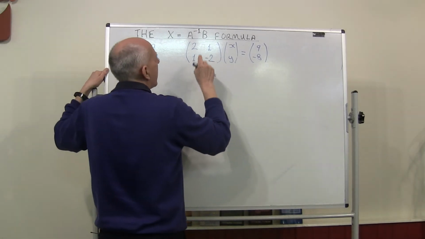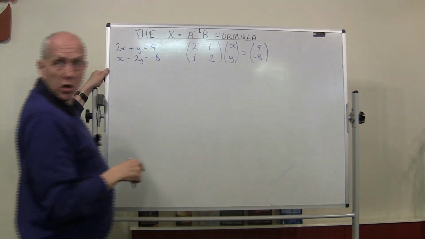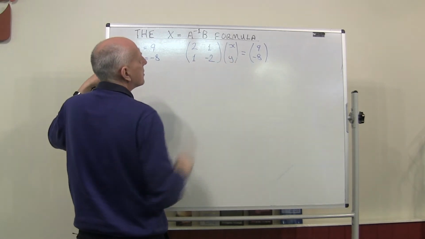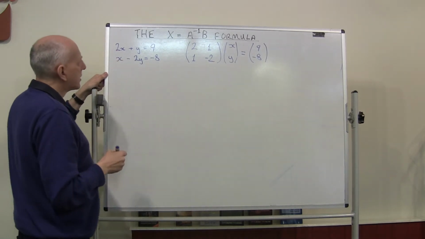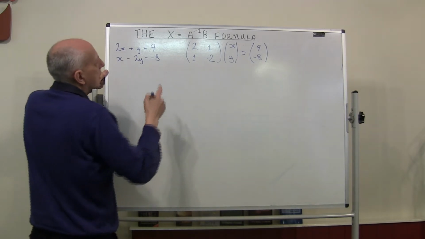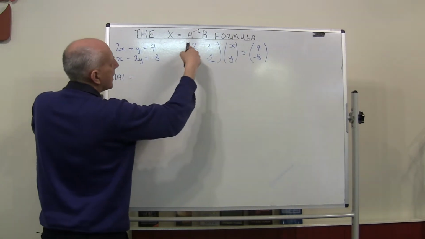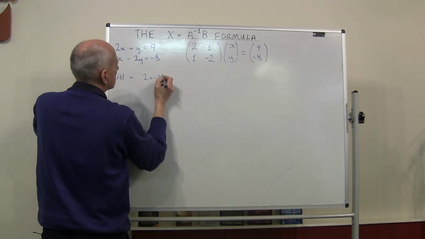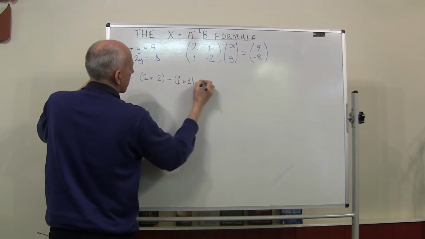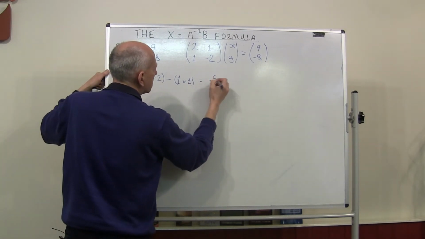So this is my A, this is my x, this is my b. If I find the inverse of A and multiply it by b, I get x, from that formula that we showed in the previous video. So let's have a look. Let's start with finding the determinant of A first. The determinant of A is 2 times minus 2, minus 1 times 1, which gives me minus 4 minus 1, so minus 5.